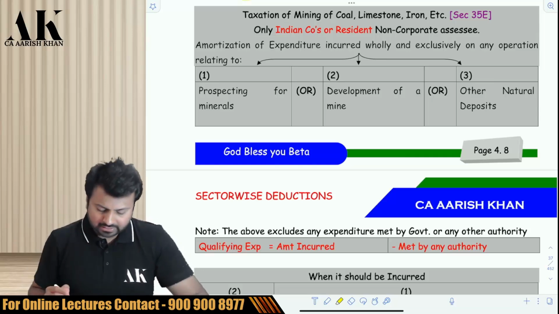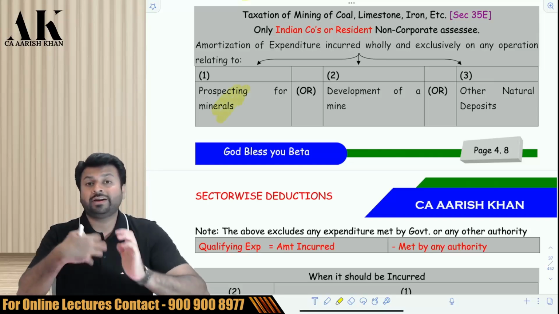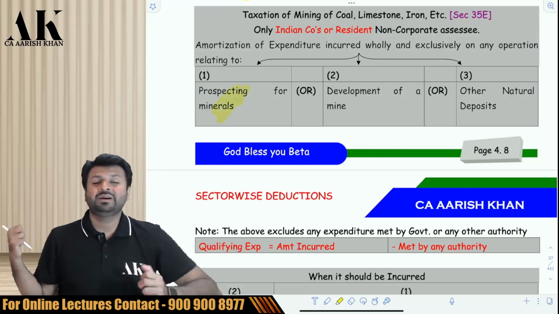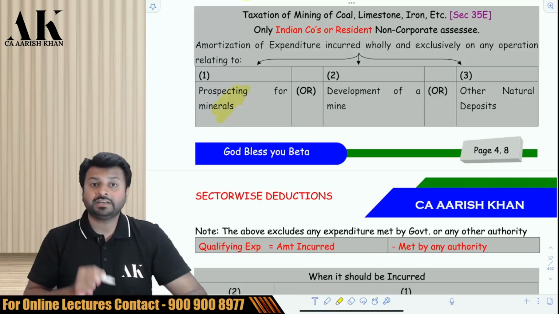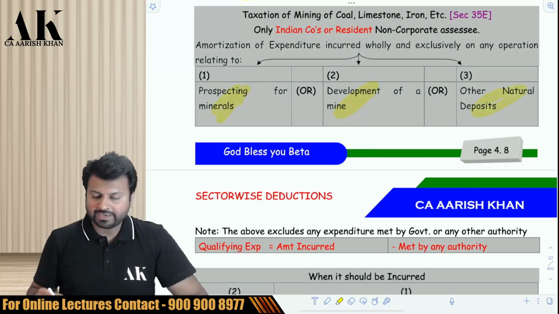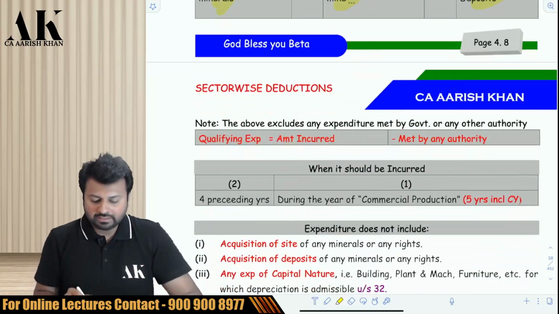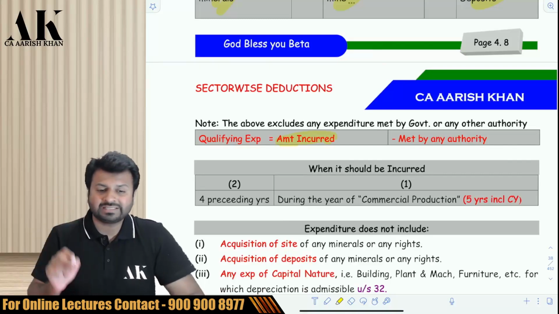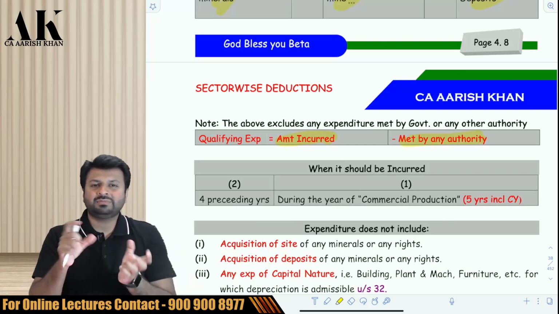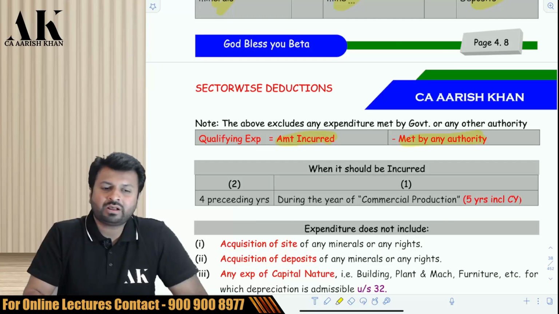And what kind of expenditures will you incur? You will incur expenditure in the nature of prospecting of minerals. You are trying to find out minerals, and for that you are digging the mines, etc. And for that, a lot of expenditures are incurred. That expenditure is allowed as deduction over here. Or you are incurring expenditure for development of mine or other natural deposits. Now, how much deduction will be allowed to you? Your deduction allowed will be the amount incurred by you for the above purpose minus any amount met by the government. So if the government is meeting some amount in the form of subsidy, etc., then that much will be reduced from your amount incurred.